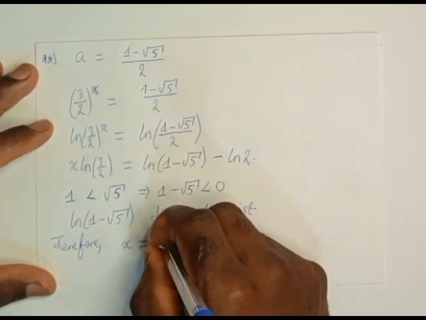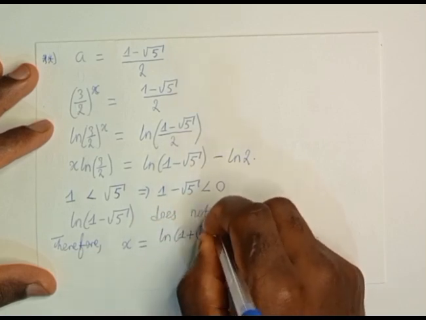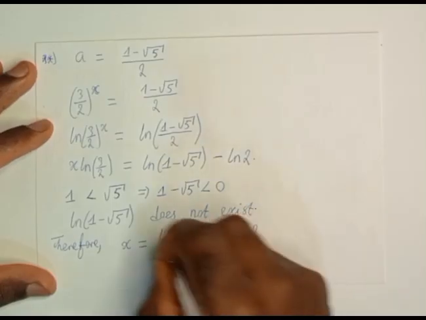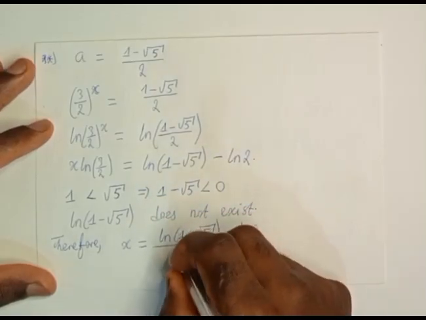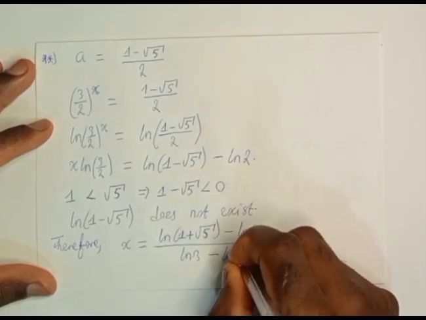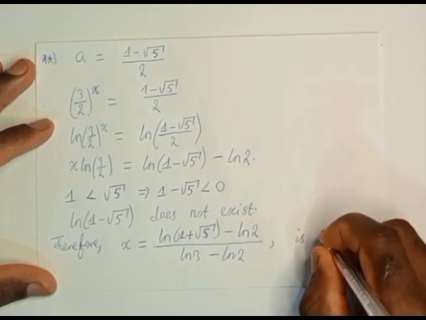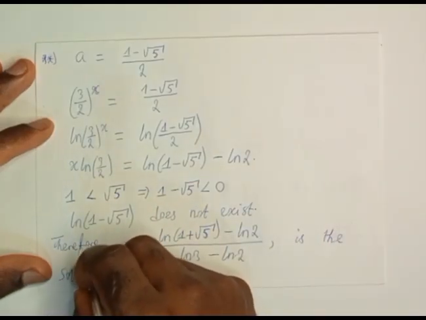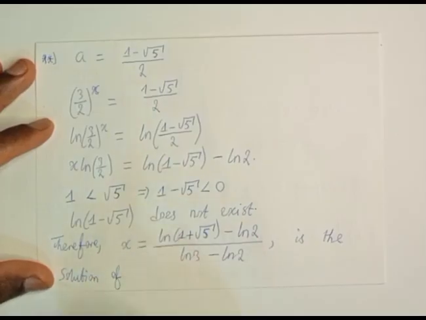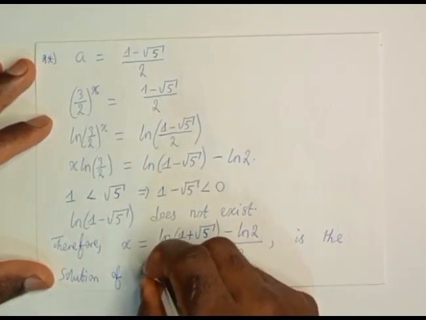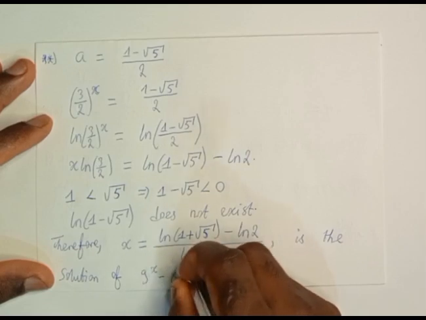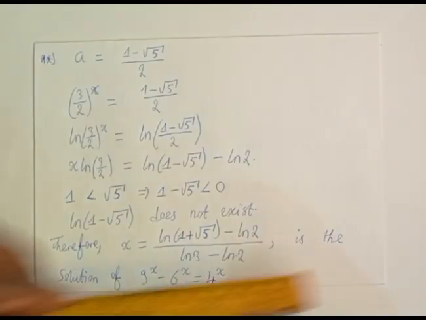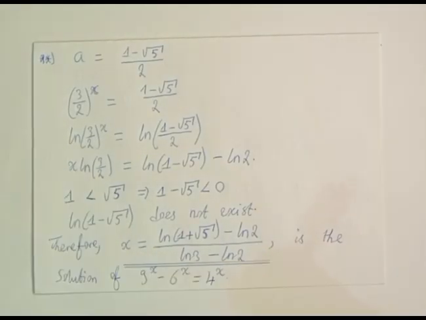x equal to the ln of 1 plus root 5 minus the ln of 2 all over the ln of 3 minus the ln of 2, is the solution of the equation, the exponential equation 9 raised to the power x minus 6 raised to the power x is equal to 4 raised to the power x. We underline the answer. We are done with the solution of the question.